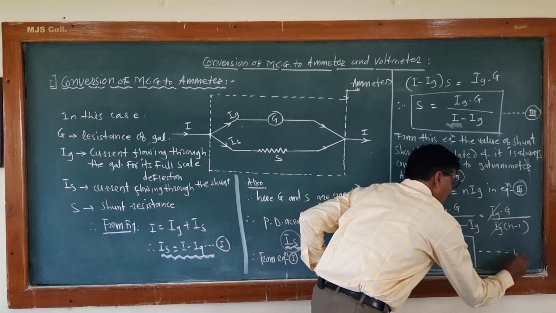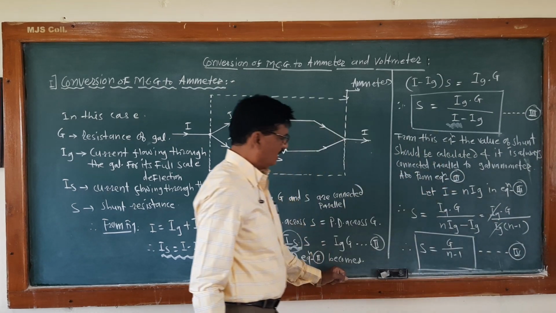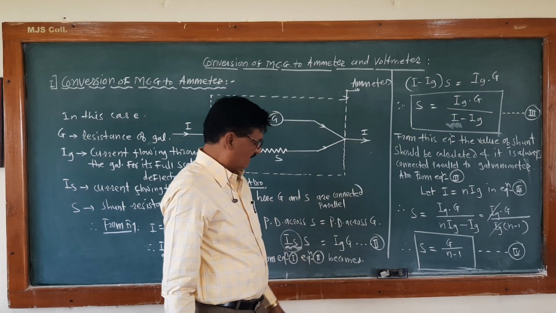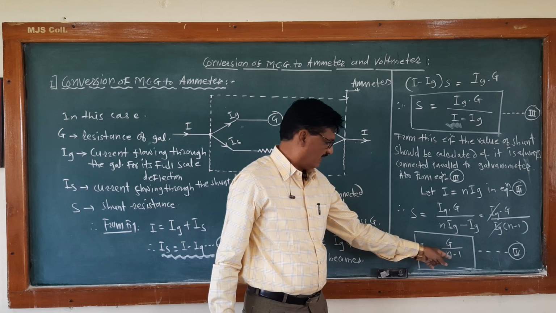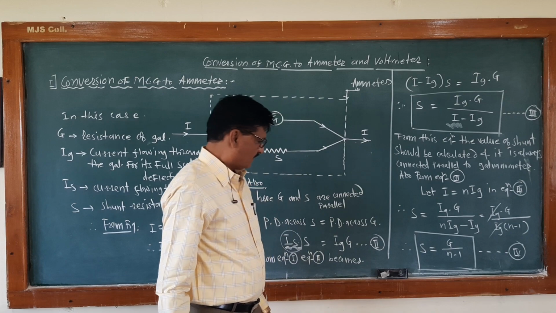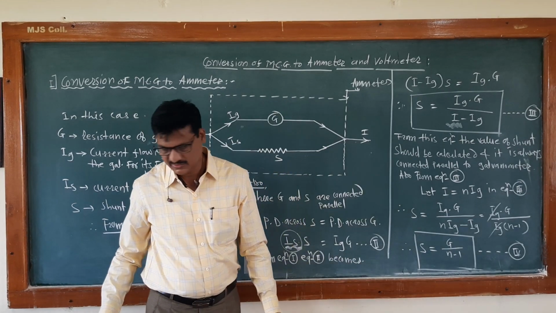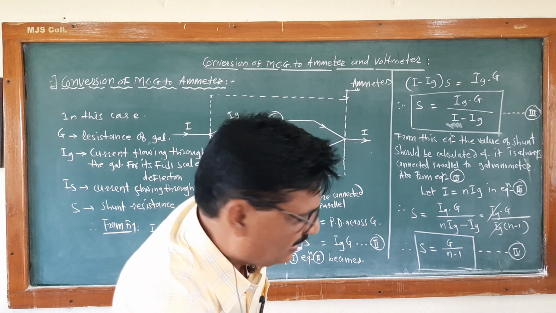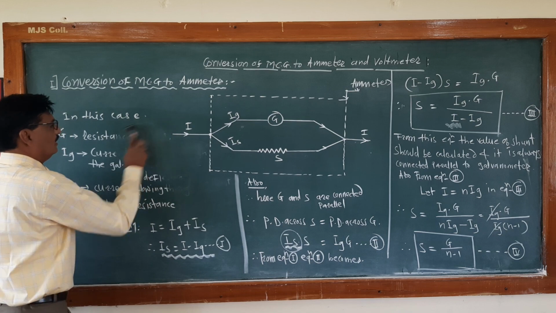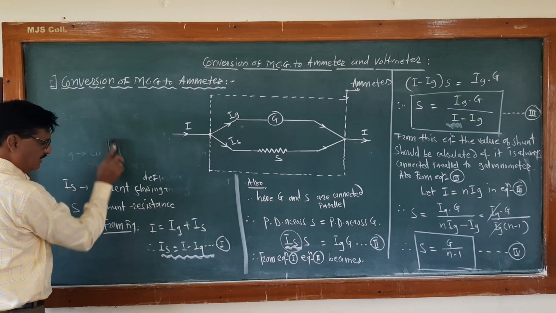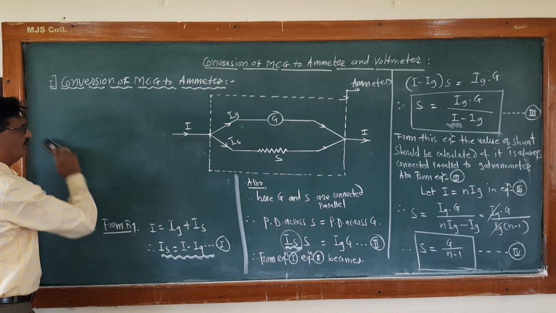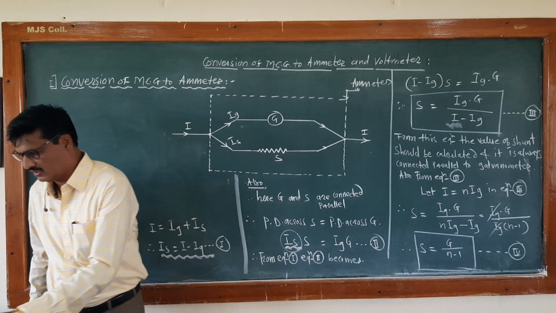I call this equation number 4. From equation 3, the value of shunt should be calculated. This means that S is equal to Ig G divided by I minus Ig, and also the shunt S is equal to G divided by N minus 1, where N is equal to I divided by Ig. From this equation, we can calculate the value of the shunt, and it should always be parallel to the galvanometer. Also, using equation number 2 and equation number 1, we can calculate the current flowing through the shunt Is.